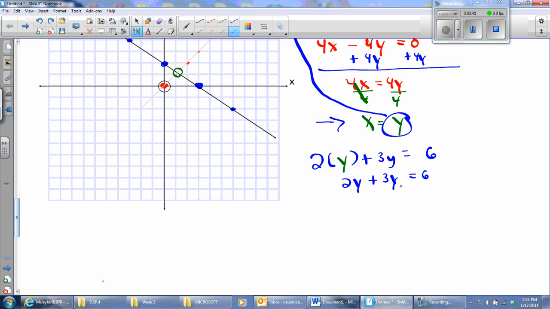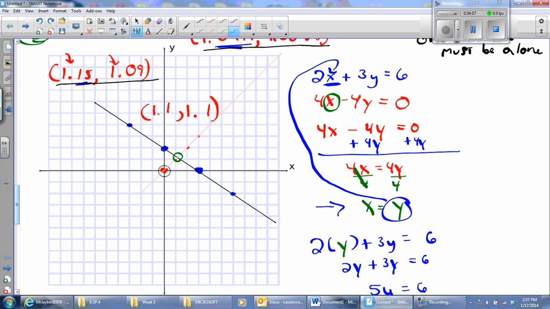All right, I've got some like terms here. 2y and 3y is 5y equals 6. y is almost alone. I'll divide by 5. And y is going to equal 1 and 1/5. Or better yet, 1 and 2/10. Now you can compare. My guesstimate for the y coordinate was 1 and 1/10. It's actually at 1 and 2/10. I'm off by 10%. Depending on what we're doing, that might be a large amount to be off by. So this is way better because it gives me the exact answer.